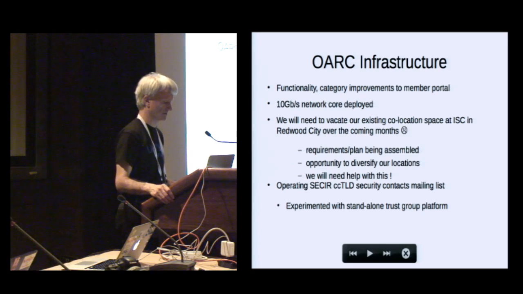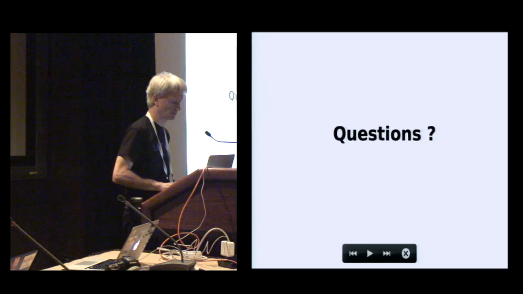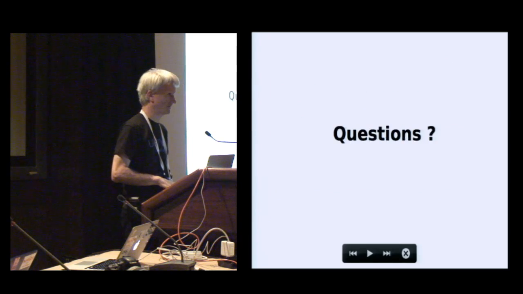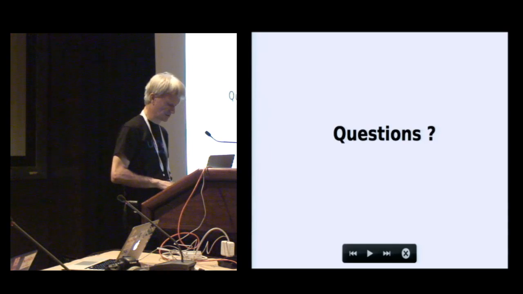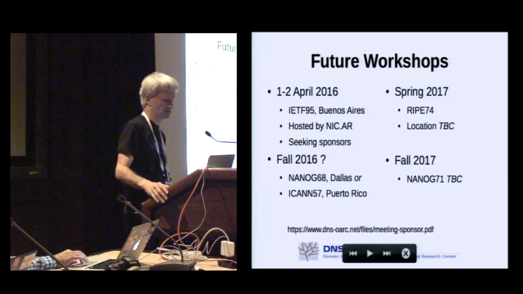We've also just started running a mailing list for the ICANN CCNSO SCCIR group. So that's something new that we're doing. And we've also been looking at some trust group platform as a way of providing more vetted and secure communications and relationship management amongst our members. So that's it. I mean, that's my vegetables. You can now get on with the technical meat from the other presentations. Happy to take any questions.